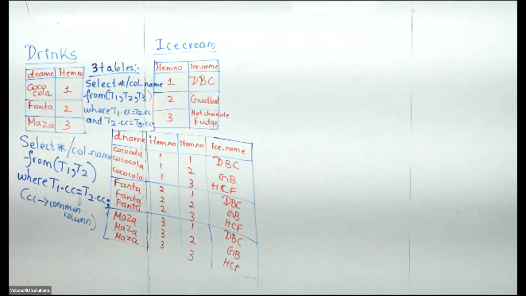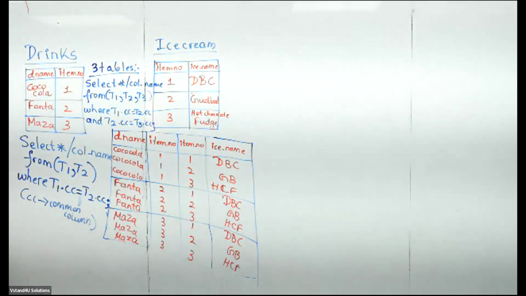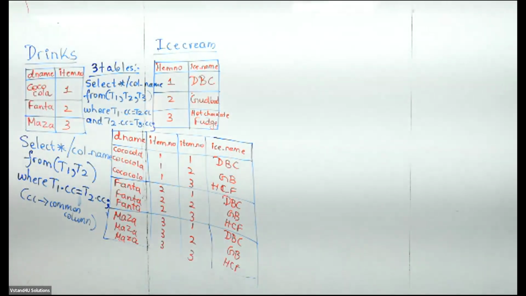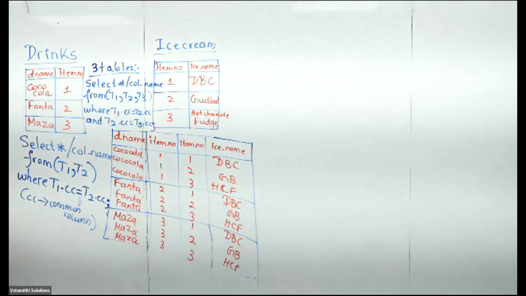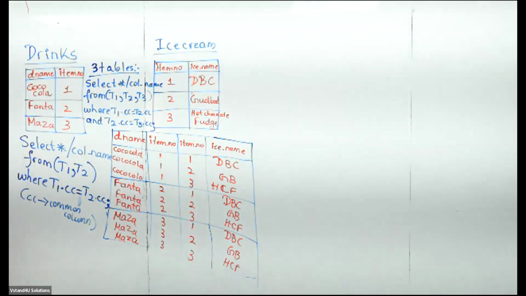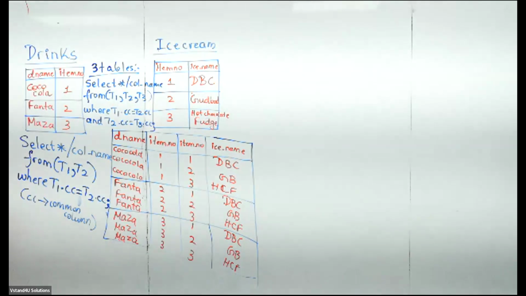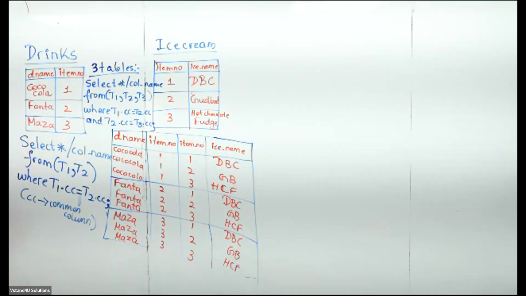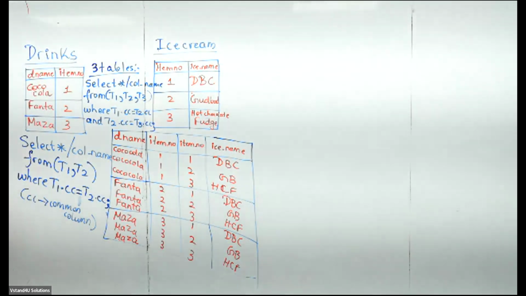Take down. Next one, non-equi join. Non-equi join. Okay. Your inner join is also called equi join.